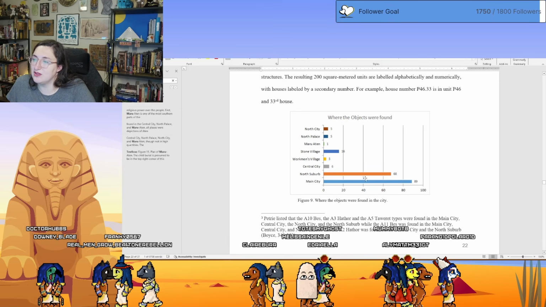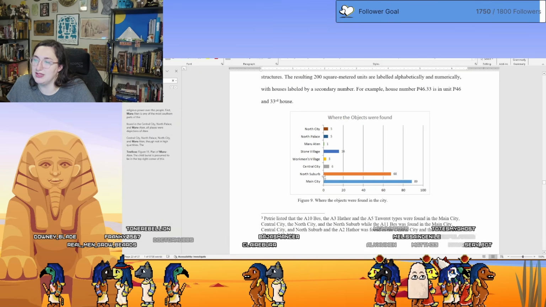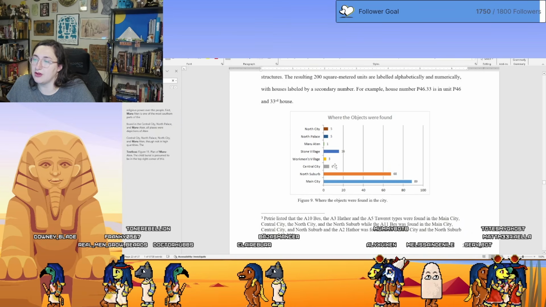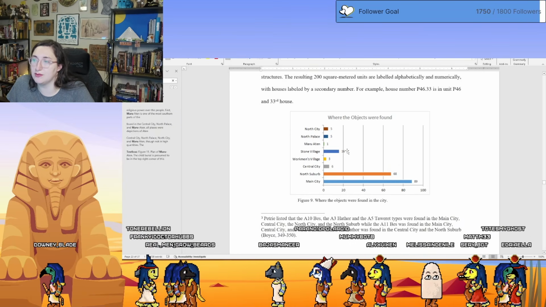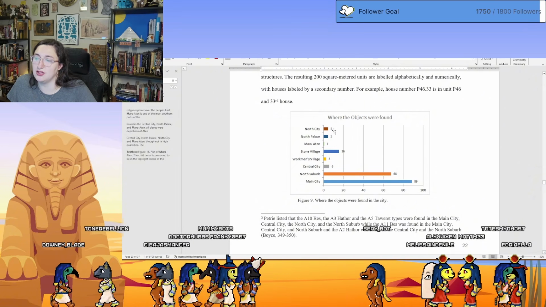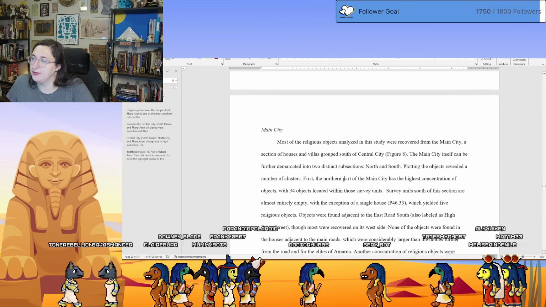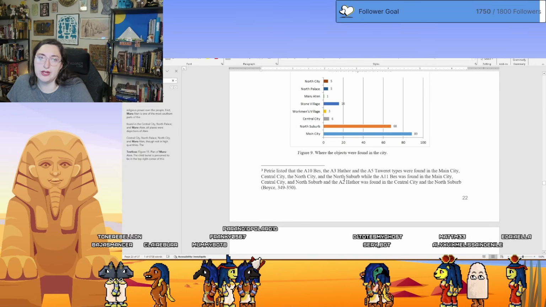And then this is where it gets very interesting, where all the pieces are found. They're mostly found in the main city and the north suburb, but there are also quite a few in the central city, a couple in the workman's village, many in the stone village, one in the Maru-Aten and the North Palace, and the North City. Yeah, the stone village is definitely close to a quarry for sure. Absolutely.